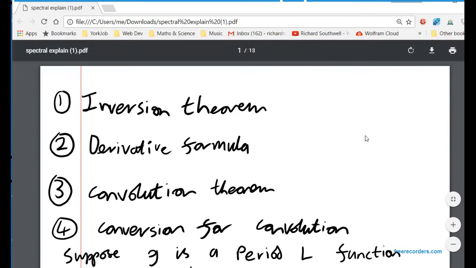Okay then, so this is a talk on spectral methods and some applications of them for numerical purposes, as in differentiating and integrating and solving partial differential equations using a computer. Now, basically, we're going to be talking about Fourier methods.